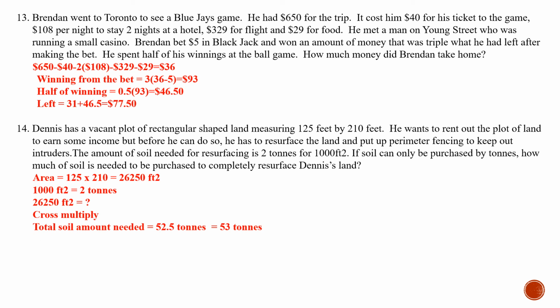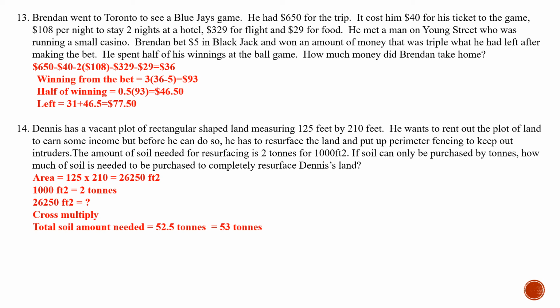Okay, this number 13 or so, a lot of you got it wrong. So you extract it one by one. Brandon went to Toronto. He had 650. So do you see my working there starts with 650? It cost him $40 for his ticket to the game. So you minus 40. 108 per night to stay 2 nights. So do you see what I've done there? 108 times 2. Then you minus 39 for his flight. And you minus 29 for food. So he is left with how much?